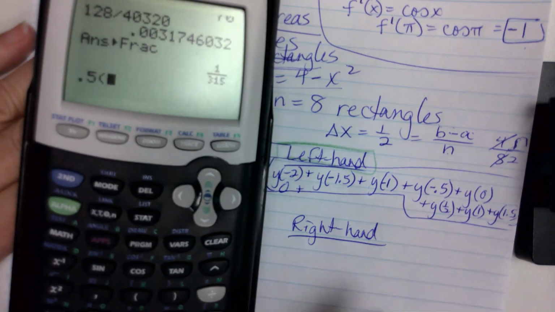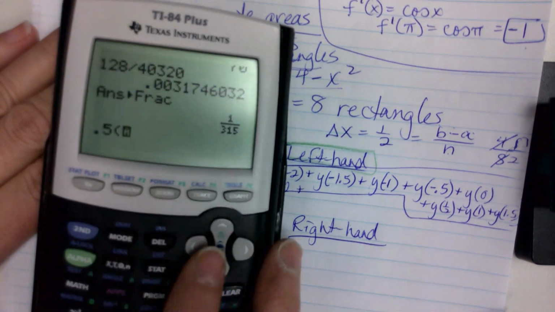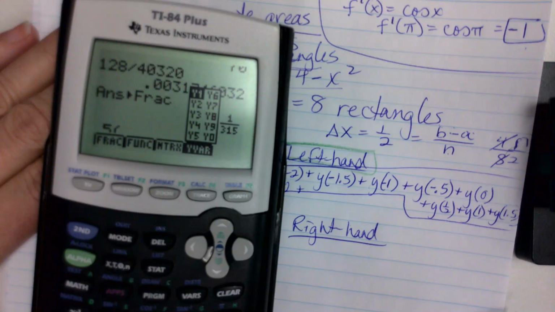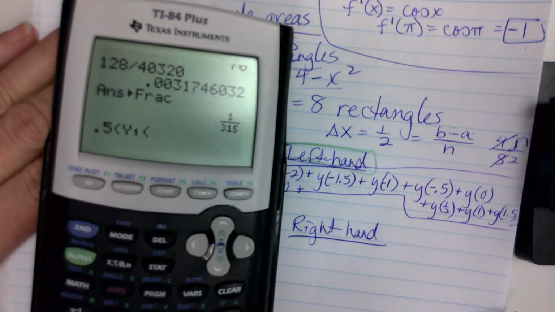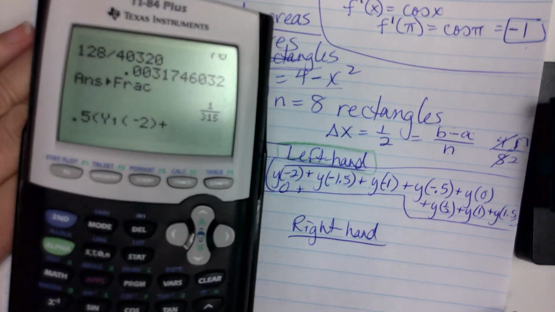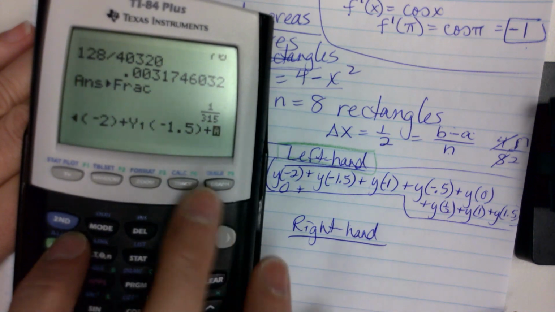So, y of negative 2. Hit the alpha button, the green one, and then this trace, y1, parenthesis of negative 2, another parenthesis, plus alpha trace, parentheses, negative 1.5, plus alpha trace.